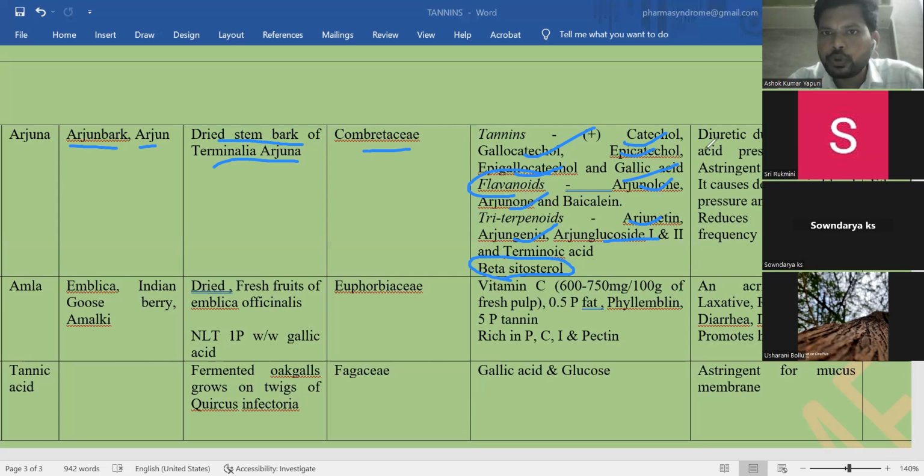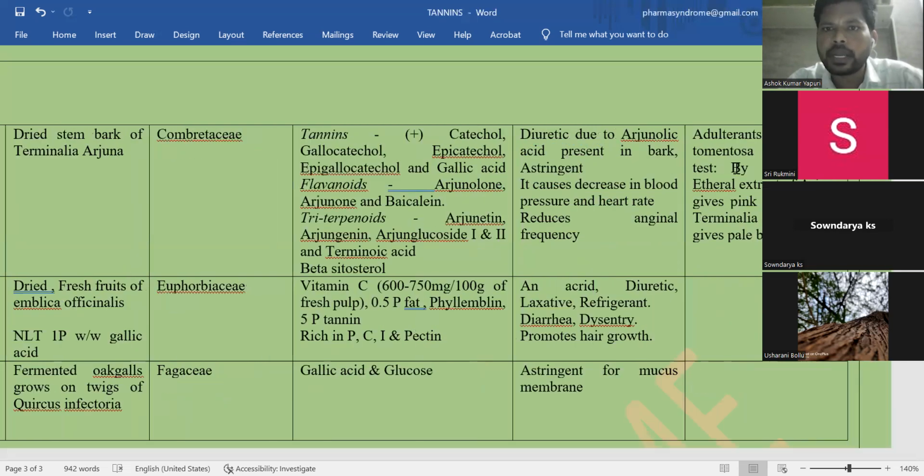Next, further continuation regarding Arjuna bark, its applications, that is, the uses of Arjuna bark. Due to the presence of arjunolic acid, Arjuna bark shows a diuretic effect. And because of the presence of beta sitosterol, it may decrease the blood pressure and heart rate and reduce the anginal frequency. So Arjuna bark has a good effect on heart diseases.